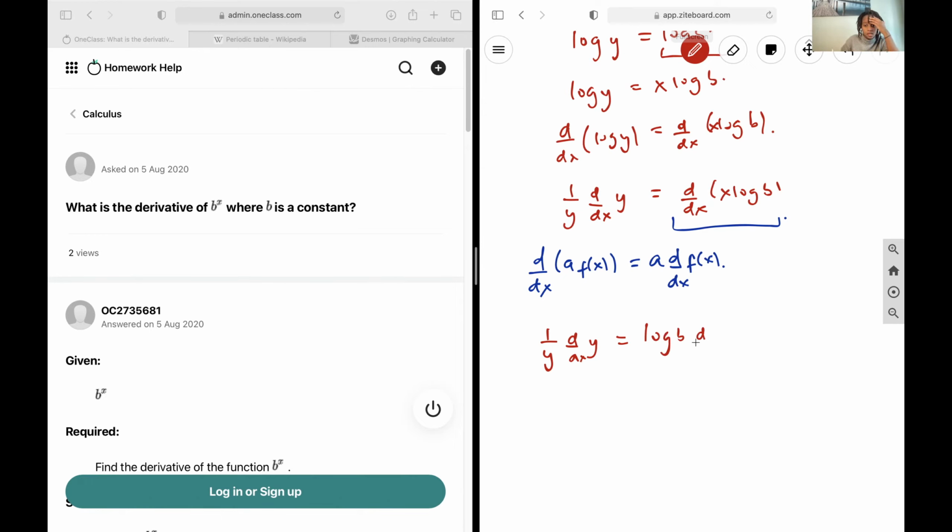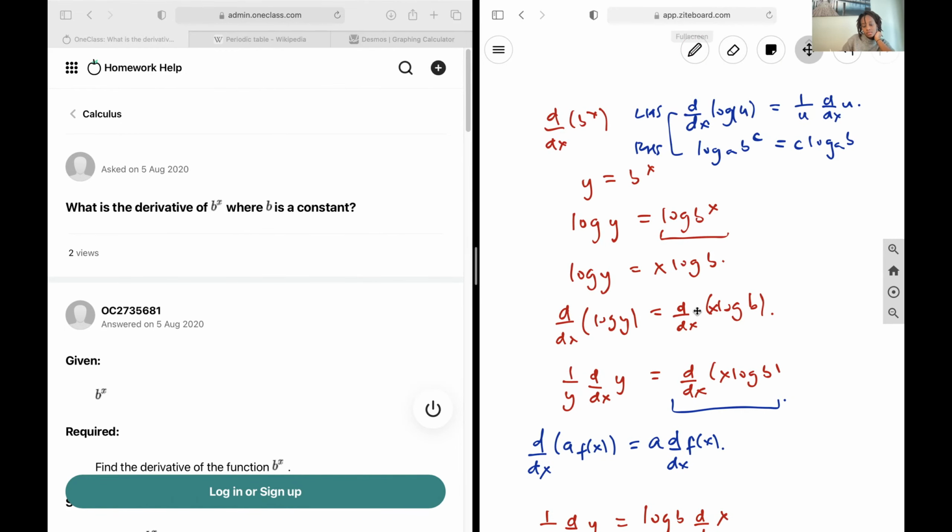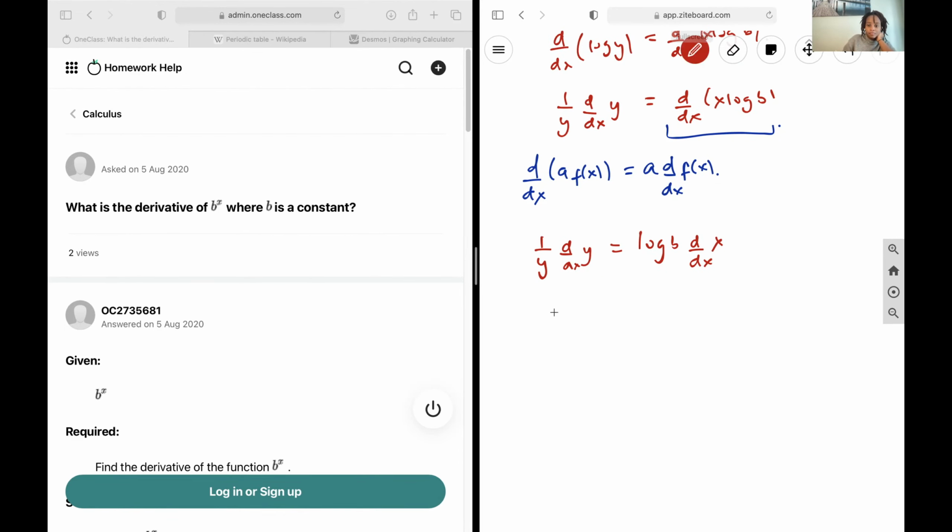So log b d over dx of x. Now let's just write out y in terms of what we initially had. So we know y is equal to b to the power of x. And so we know that 1 over b to the power of x multiplied by d over dx of b to the power of x is equal to log b d over dx of x.